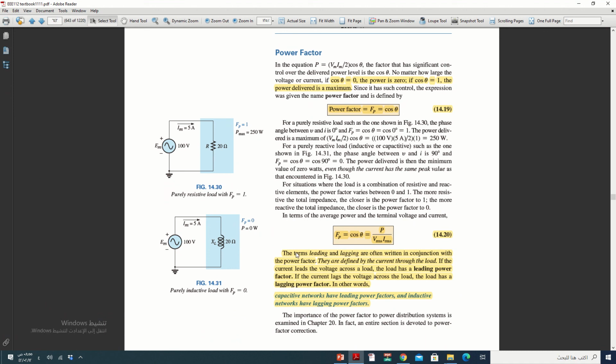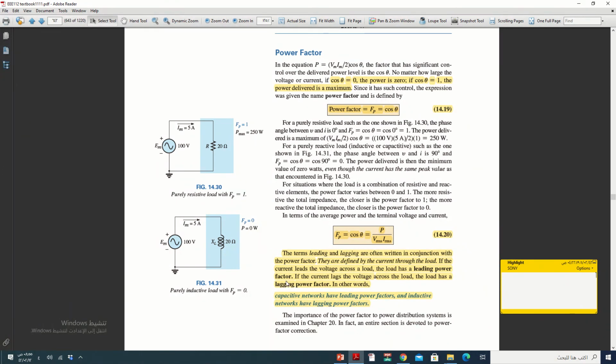The terms leading and lagging are often written in conjunction with the power factor. They are defined by the current through the load. Always our reference is the current. If the current leads the voltage, we say the power factor is leading. If the current lags the voltage, this means the power factor is lagging.